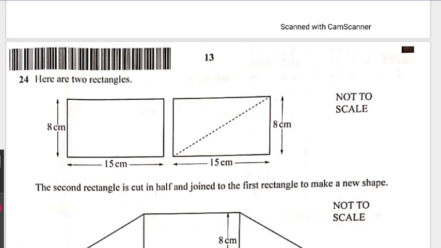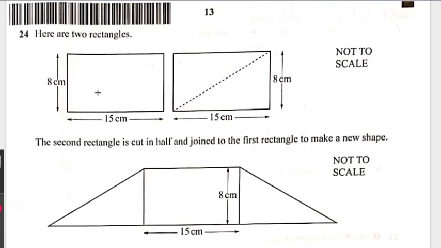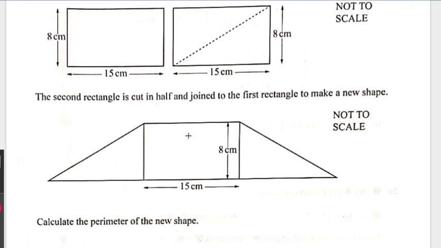Okay, next one is this. Here are two rectangles. The second rectangle is cut in half. So this one we cut in half, and then it is arranged to make a new shape. Calculate the perimeter of the new shape. So we know that this is 15. So isn't that the same? So here is 15, right? Here is 15 also, right? Here is 15. Your problem is this part here. You don't know what that is.